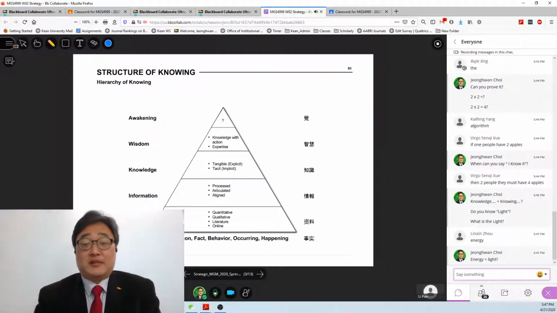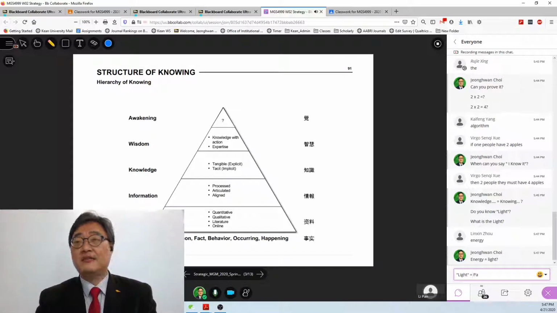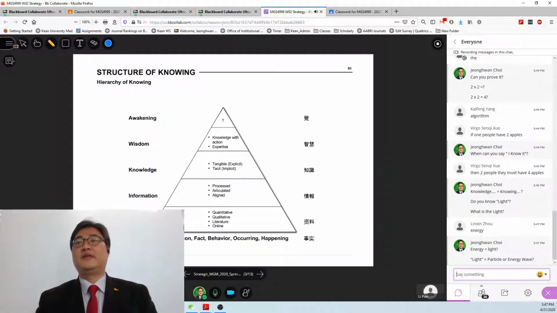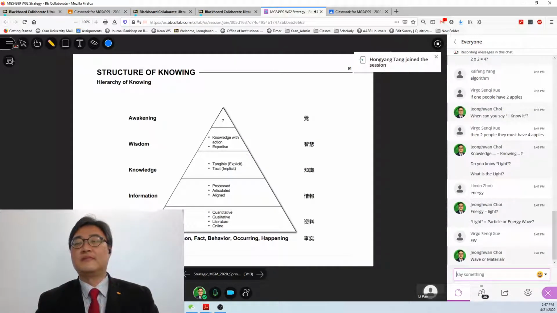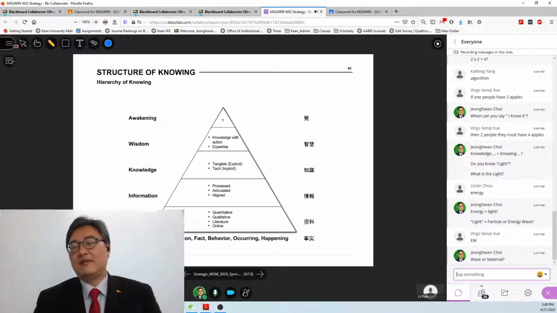Okay, so let's make a very simple question. Light, okay, is a particle or energy wave? Is it a material or an energy wave? Is it a wave or material? Light is an energy wave only. So then, how can we explain the photon effect? If the light is not a material, how can we explain that?